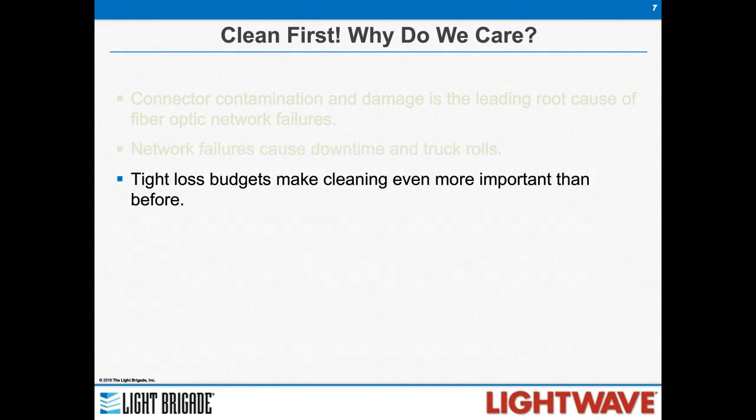The other thing we're seeing now with the higher speed networks is that the loss budgets are getting much tighter. Optical reflections are much more important than they were a few years ago when we were running in the megabit speeds, and now as we move from 1 gig to 10 gig to 40 gig, it's more important than ever to have nice, clean connections and low reflectance, particularly in single mode systems.